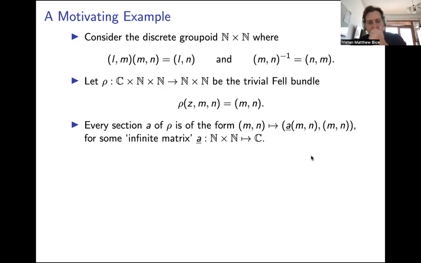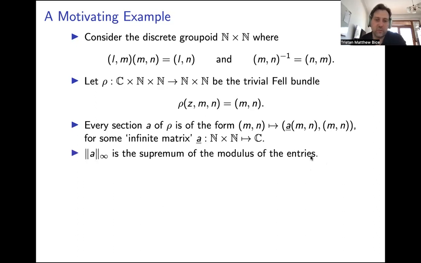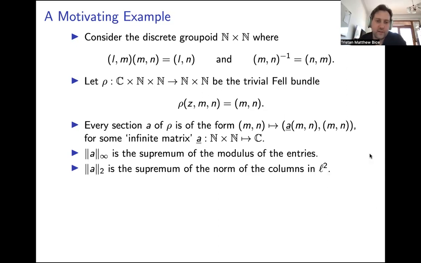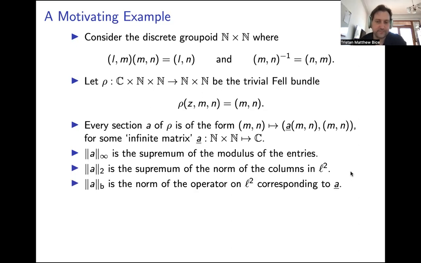We can identify the sections with infinite matrices, and then you can see, well, what do these norms really correspond to? Well, the infinity norm of some infinite matrix in this case is just the supremum of the moduli of all the entries, or the individual entries in your matrix. The 2 norm, on the other hand, is the supremum of the norms of all the columns of your matrix, when you view these columns as elements of the Hilbert space, little L2, right? The infinite dimensional separable Hilbert space.